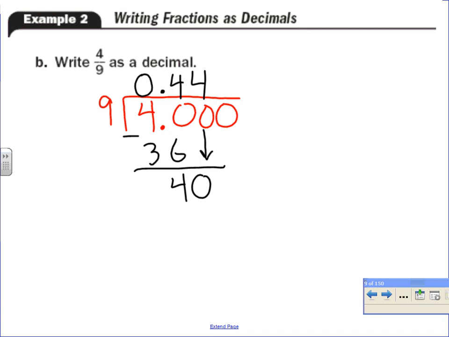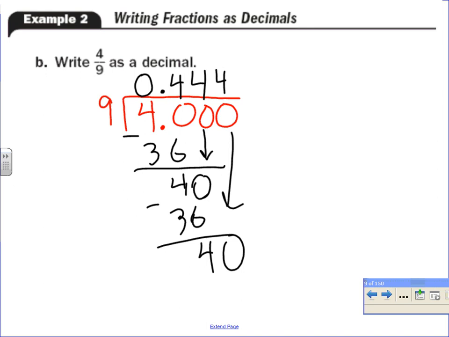Good. Charles, what's 9 times 4? Good. Emma M. Oh, geez, that's a subtraction sign. Emma M., 40 minus 36 is what? 4. Drop down the 0. Sean, 9 goes in. Hey, I'm having fun with this. Sean, 9 goes into 40 how many times?